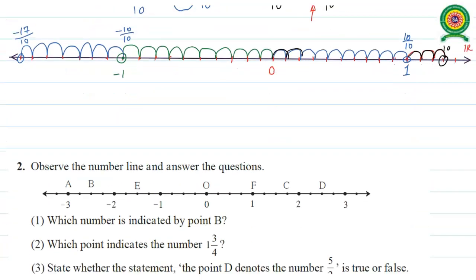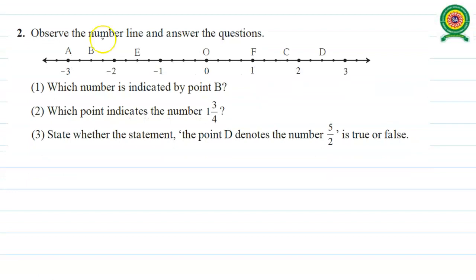Now look at the next question, question number 2. Observe the number line and answer the questions. We have a number line with points A, B, E, O, F, C and D somewhere on it. Our first question is: which number is indicated by the point B? First look at the number of divisions between the unit places. We have 4 parts in each unit place. So let's start plotting the rational numbers from 0: since we have 4 equal parts, 0 divided by 4.